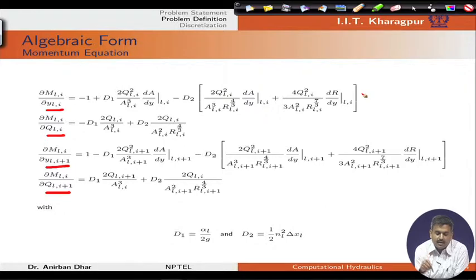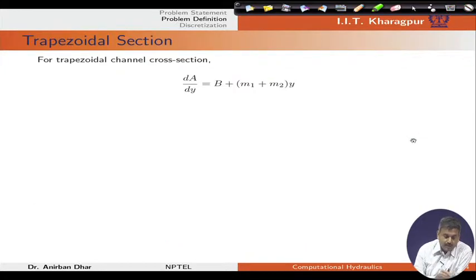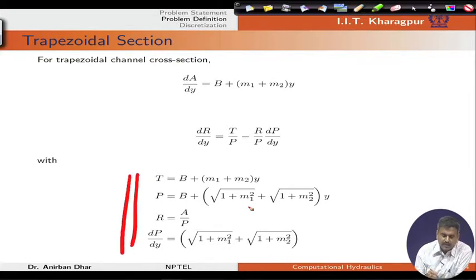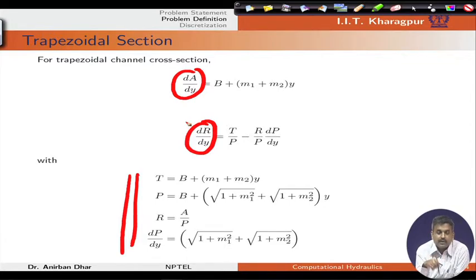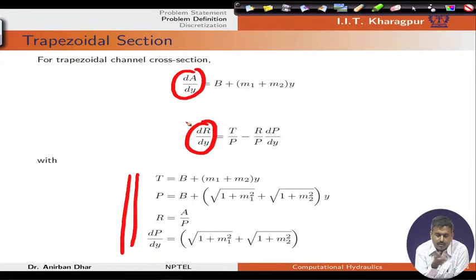Now, we need to implement it in our source code. So, for our problem, we have this D1 and D2. These two are channel dependent parameters. Now, for trapezoidal channel, we have dA by dy equals to this one. Again, dR by dy is T by P minus R by P dP by dy. So, these are the values. We can directly utilize these for calculation of dA by dy and dR by dy, because we need these two values for calculation of the elements of the Jacobian matrix that are generated from our momentum equation.